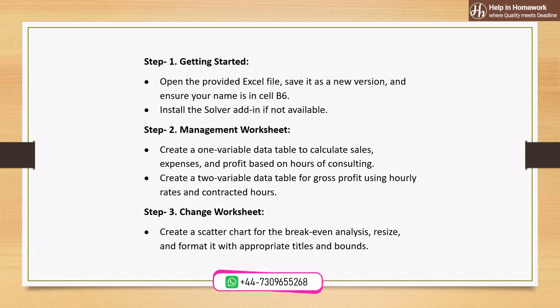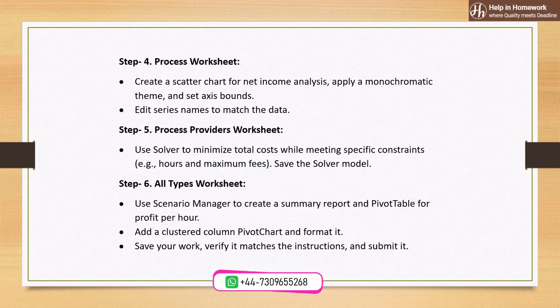Step 3. Change Worksheet. Create a scatter chart for the break-even analysis, resize, and format it with appropriate titles and bounds. Step 4. Process Worksheet. Create a scatter chart for net income analysis, apply a monochromatic theme, and set axis bounds. Edit series names to match the data.